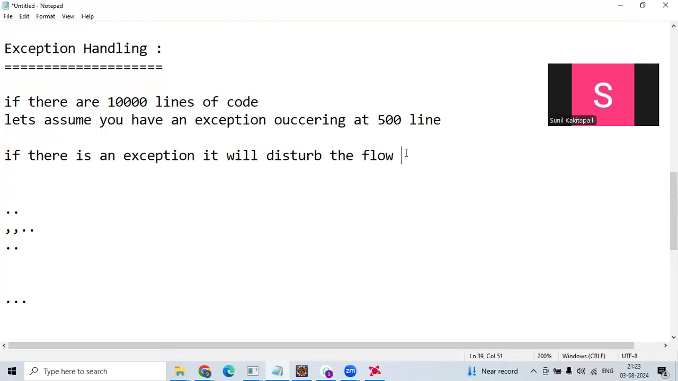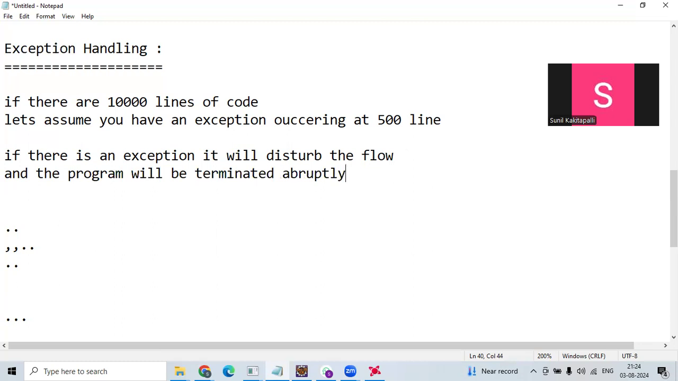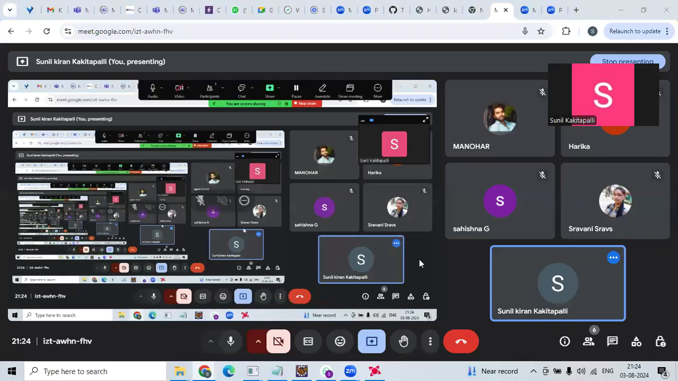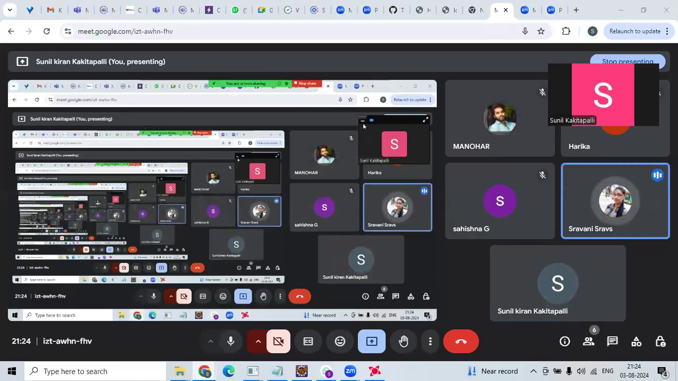Is that fine, Shravani? So what I mean to say is, if there is an exception at some line, it will disturb the flow and the program will be terminated abruptly. Guys, is that clear? Hello, Shravani, it's for you, I have revised it again. Is it fine? Yes, Sunil, it's fine.